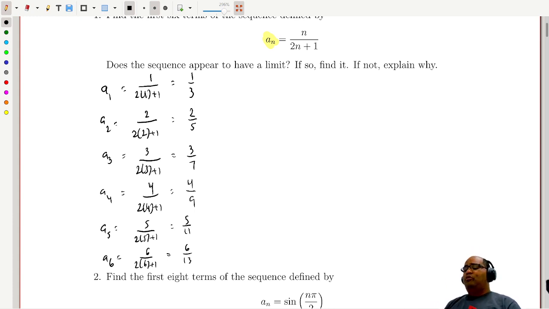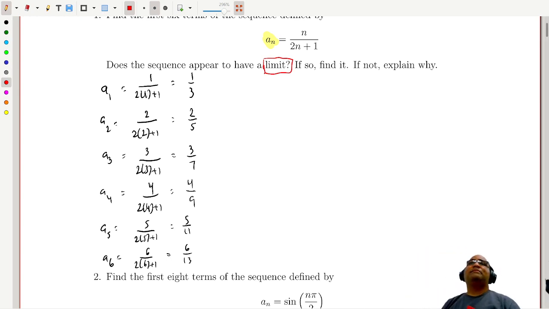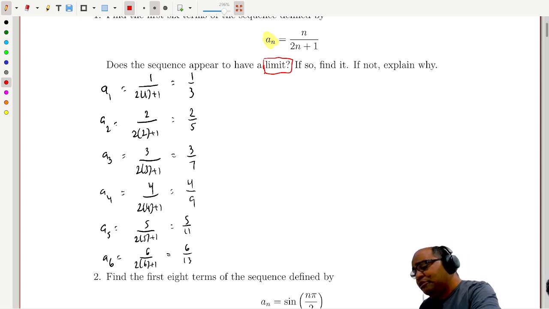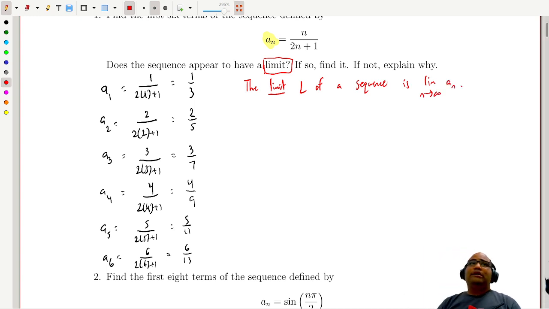Now we have the second part here. Does this sequence appear to have a limit? So now the question is, what do we mean by limits? Well, in the same sense that when we talk about limits of functions, we can talk about limits of sequences. So let's give ourselves a working definition for the limit of a sequence. The limit L of a sequence is the limit as n goes to infinity of the rule a_n, if it exists. If the limit exists.